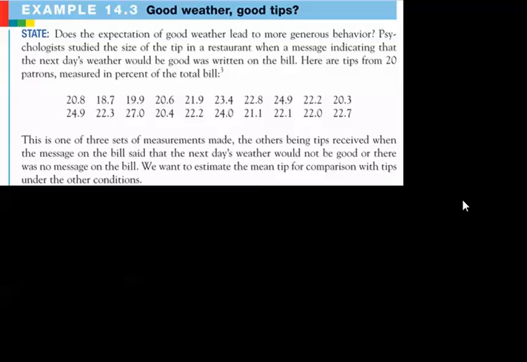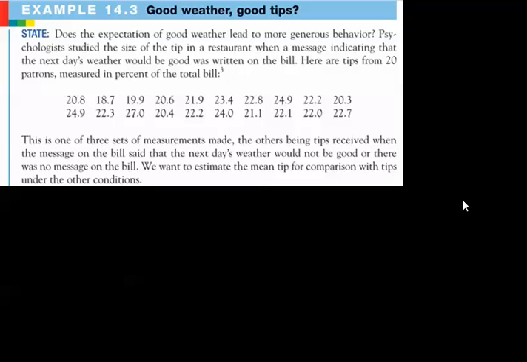So if you recall from an earlier unit, we did a similar problem. We had the same data for three sets of 20 patrons. One set got a good weather message on their bill, another set got a bad weather message, and one set got no message. And using descriptive statistics at the time, we calculated the mean and standard deviation and compared one set of 20 patrons to the other sets of 20 patrons. And that's all that we could do with the descriptive statistics.